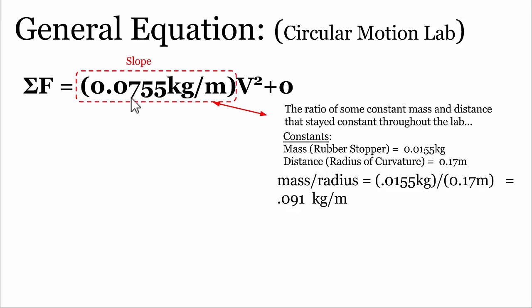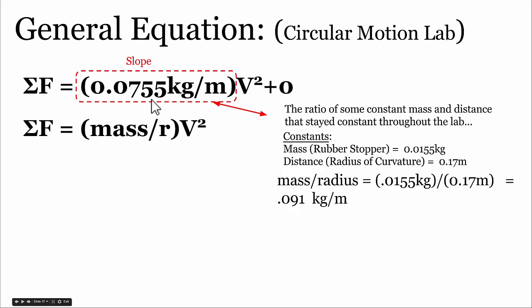A number of groups in both classes got the same thing. When they took their constant mass divided by their constant radius, that value and unit was very, very close to the value of their slope. We looked at that and then generalized the results: the slope must be the ratio of the mass to the radius of curvature of the object moving in a circular path.